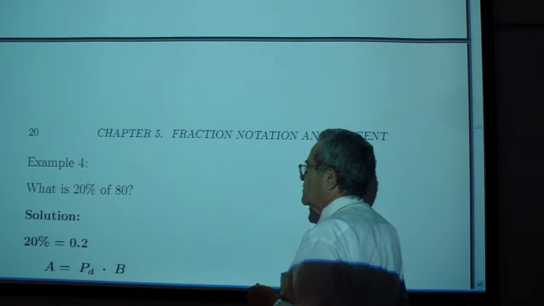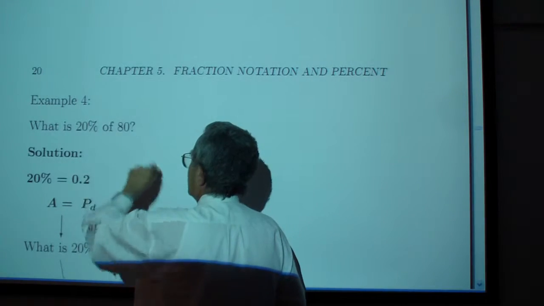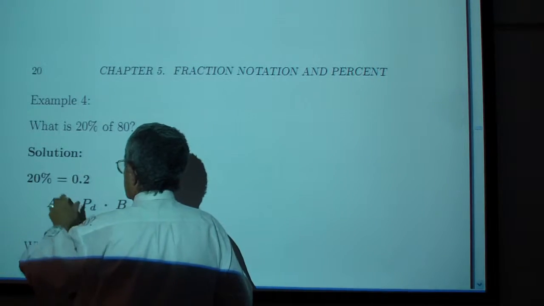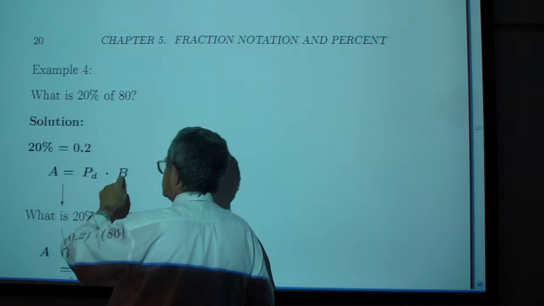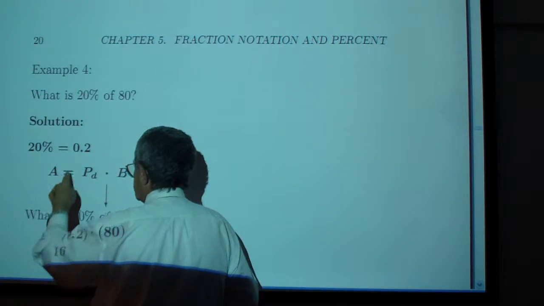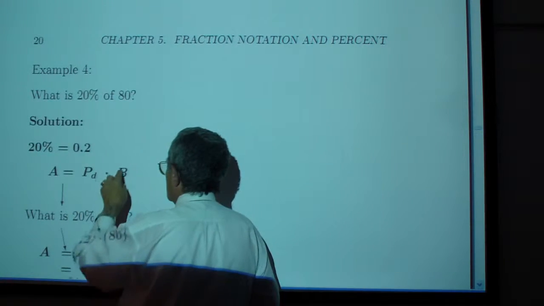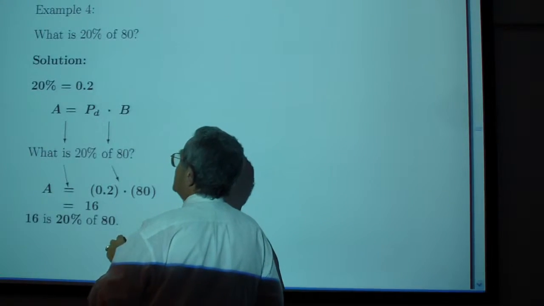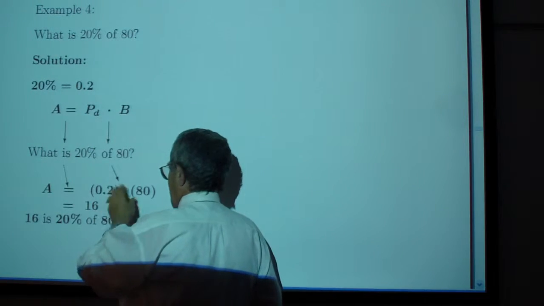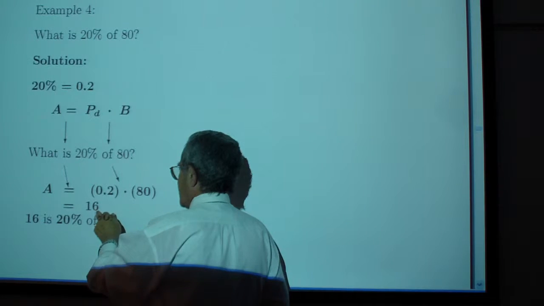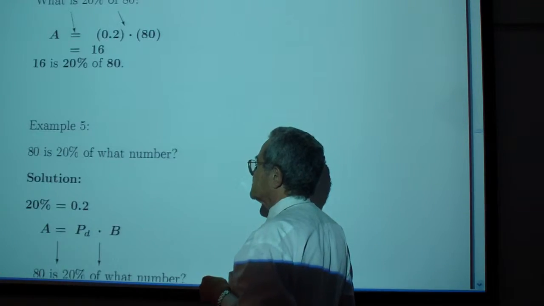Okay. What is 20% of 80? Remember, 20% is 0.2. Amount is percent as a decimal times base. What is 20%? So 0.2 of, so times 80. The two numbers, the 20 and the 80, drop down. And this tells you multiply and you get 16. 16 is 20% of 80.